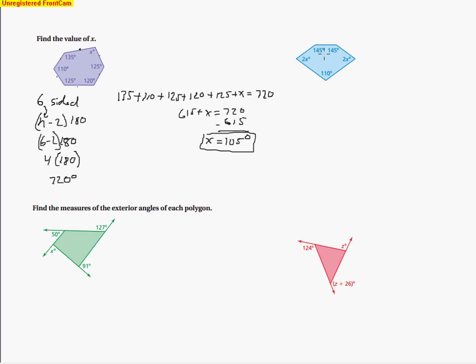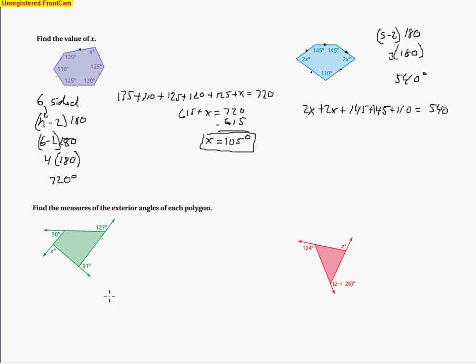So on this one, same sort of thing. We have to first figure out what the degrees of all the angles are in this polygon. Well, this is a 5-sided figure, so it's just 5 minus 2, which gives me 3, and I just do 3 times 180, and that gives me 540 degrees. So I'm just going to add up the angles. I have 2x plus 2x plus 145 plus 145 plus the 110, and that's going to equal 540.